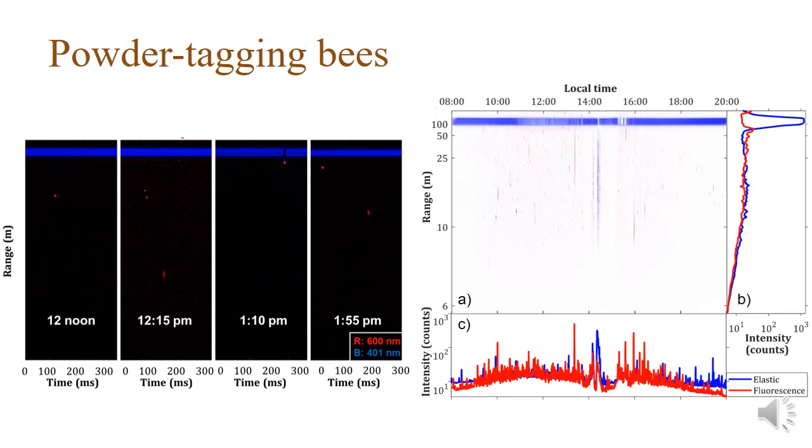Then we monitor the insects that fly through the LiDAR, and we see if they only have an elastic echo or if they have both elastic and a red fluorescent echo. This way we can deduce if they are our tagged bees or any other insect. This can be extended to more hives being tagged with different colors.